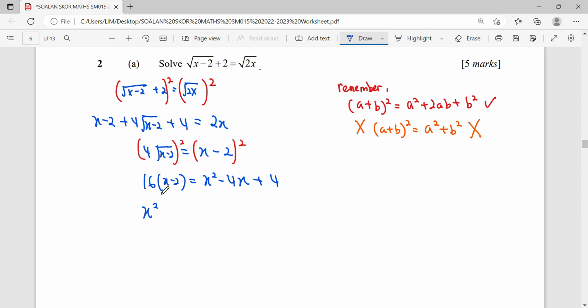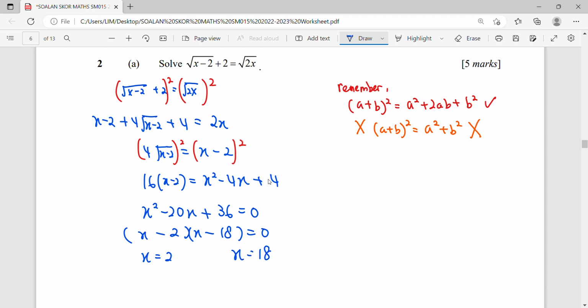So 16x, when we move to the right hand side, and here we have negative 32, when we move to the right hand side, plus 32. So for the quadratic, we are doing factorization to solve for x. You can notice that your answer is 2 and 18.